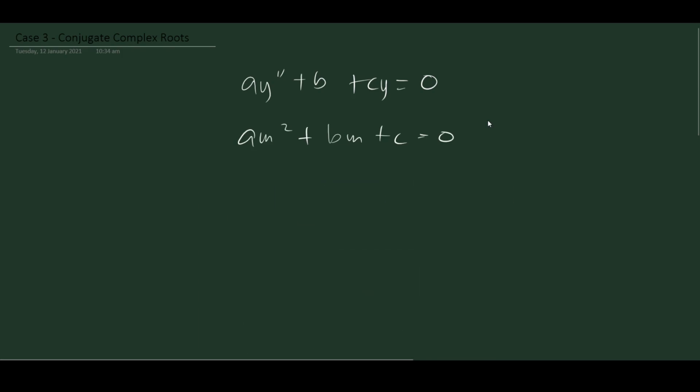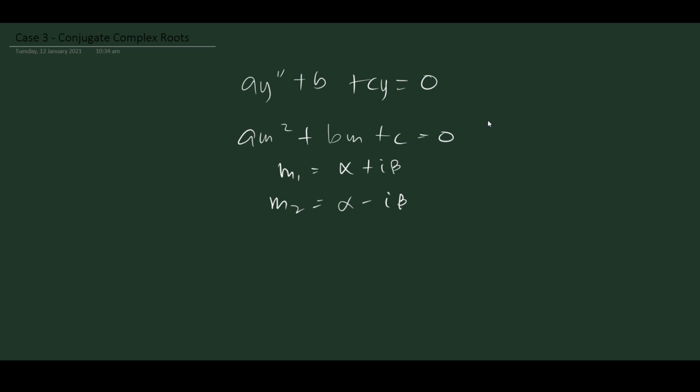Okay, everyone, we are now at case 3, conjugate complex roots. If we have conjugate complex roots, then our m1 and m2 will be of this format. m1 will be equal to alpha plus i beta, and m2 will be alpha minus i beta. So this will be the format of our roots. Technically speaking, these are two distinct roots, right? These are not repeated roots.